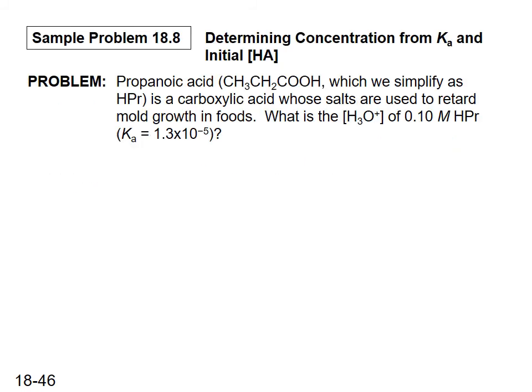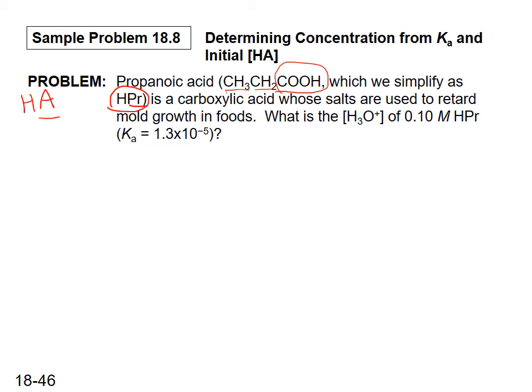Sample problem 18.8. Propanoic acid, CH3CH2COOH, so it's an organic acid. We can simplify it as HPr. Remember the general form for an acid, we can write HA. So A in this case is Pr. It's a carboxylic acid whose salts are used to retard mold growth in food.